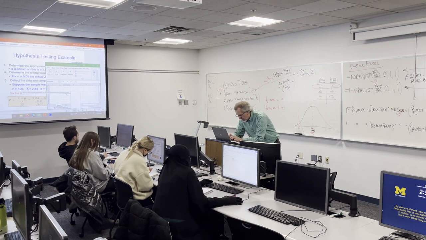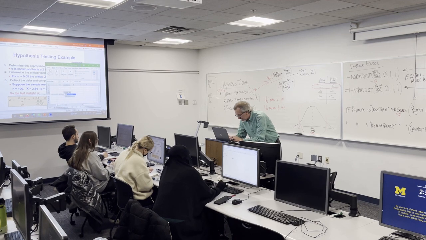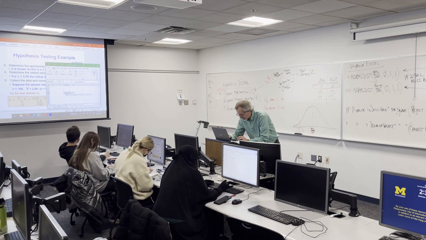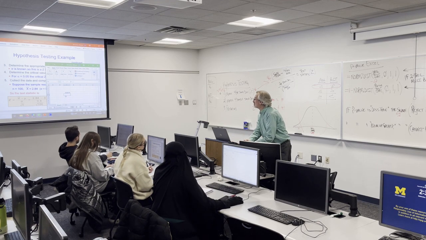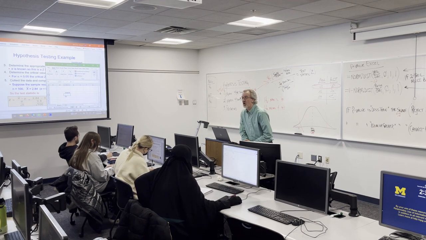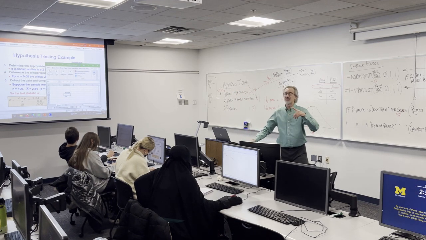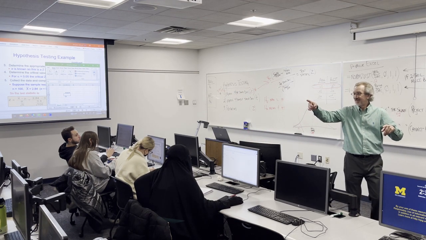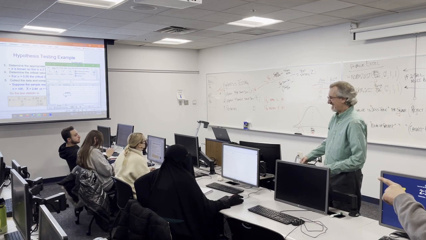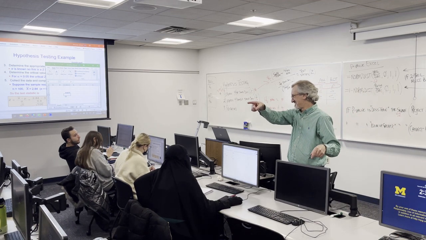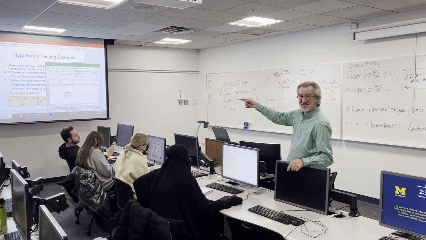Equals NORM.DIST, parentheses, negative 2, comma, 0, comma, 1, comma, 1, parentheses. Are you ready? Our p-value is just a little over 2%. 0.02275. What, am I doing something wrong? Am I forgetting something? No. Oh, darn. Multiply by 2. There it is. That's what I was hoping he was going to say. I've got to multiply by 2. This is a two-tail. Hang on.